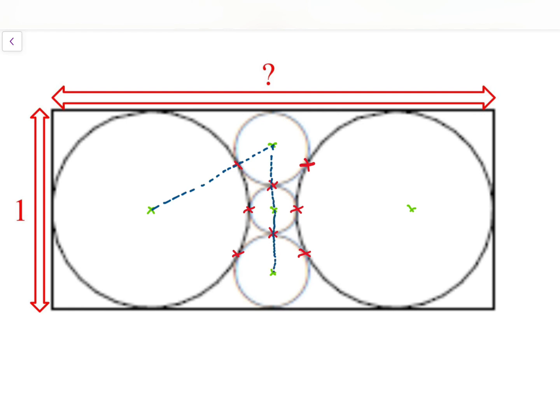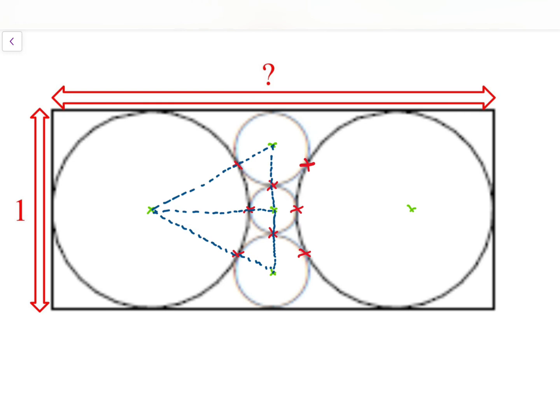Even as we keep going down. And the same for this dotted line. Of course, we can also do that for the one in the middle. So now we actually have an isosceles triangle.